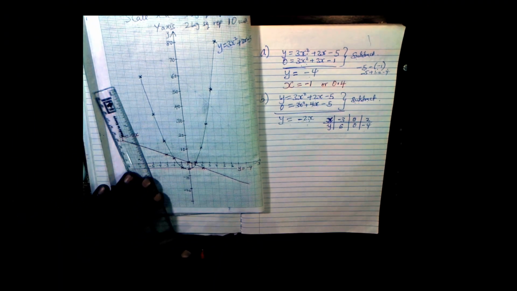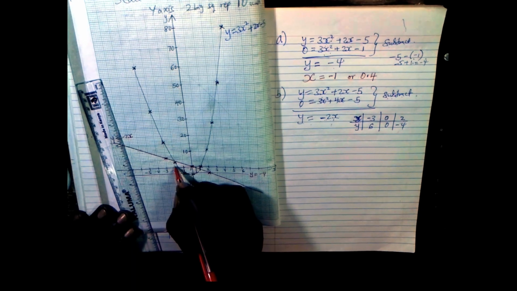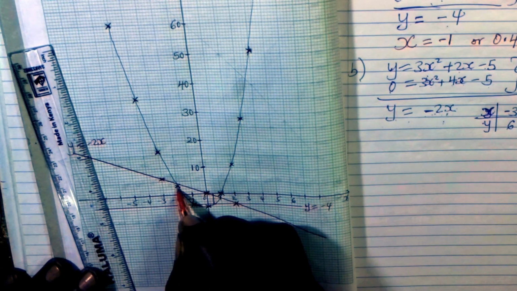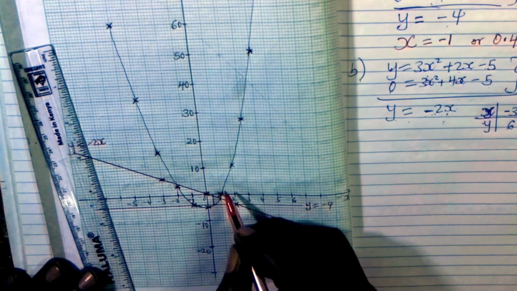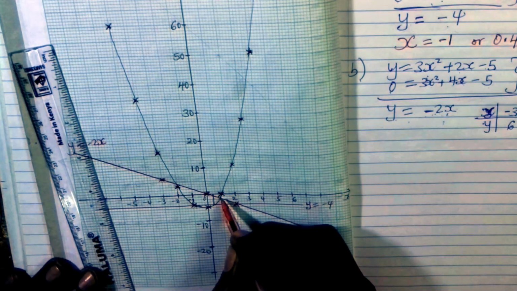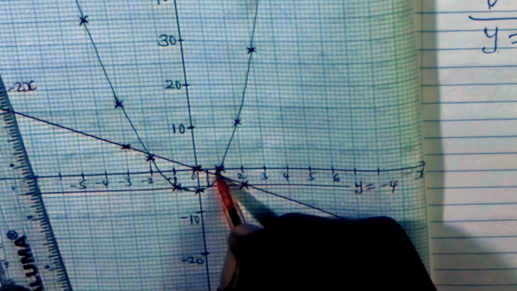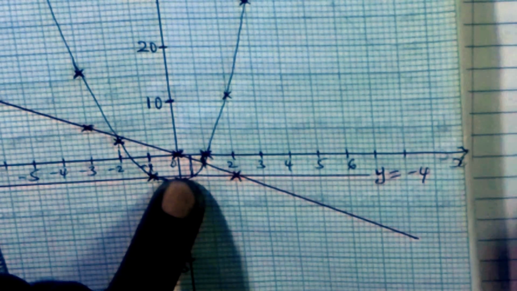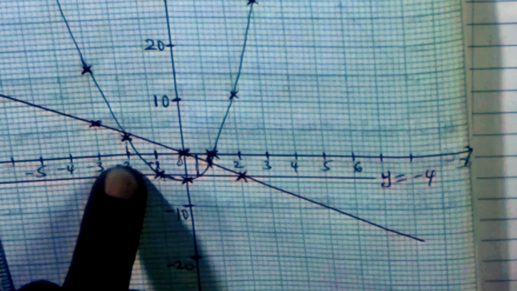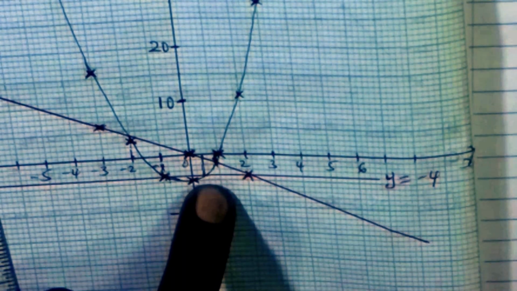Then, where it cuts the curve at this point, I read off the x value, and also at this point, I'm going to read the x value. So here there are 4 points, and x will be minus 2, or at this point, that is 0.8.